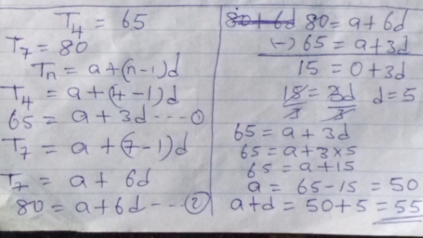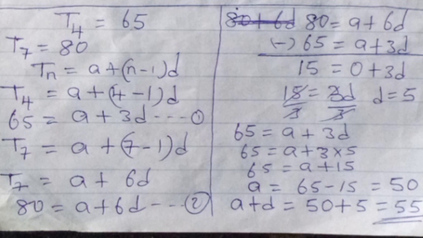Always know a is the first term, d is the common difference. So plus 7 minus 1, 7 because it's the seventh term, bracket d. Then we have that t7 is equal to a plus 6d. Now we have 80 is equal to a plus 6d. That's equation 2. Then you do what we call elimination.